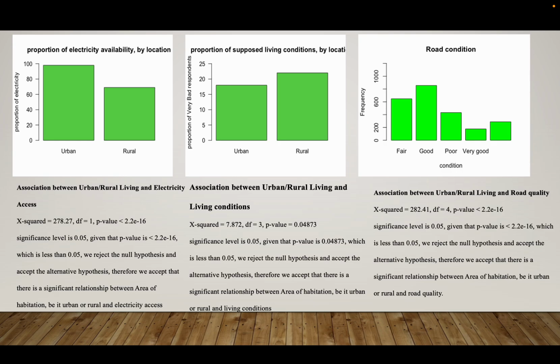electricity access. For the association between urban and rural living and living conditions, my x squared was 7.872, DF was 3, and p-value was 0.04873. Significance level was 0.05. Given that the p-value is 0.04873, which is less than 0.05, we reject the null hypothesis and accept the alternative hypothesis. Therefore, we accept that there is a significant relationship between area of habitation, be it urban or rural, and living conditions.